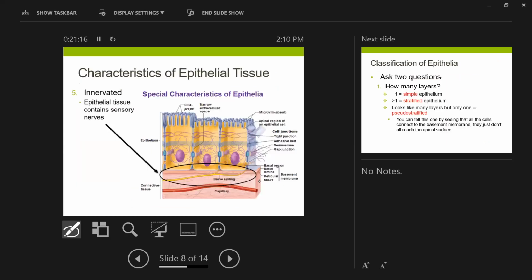Okay, but the cells are innervating. They do contain some sensory nerves, but I want to tell you, not a lot. Have you ever seen a fly land on someone's skin and they didn't know it? That's just proof right there that the nerves are not that plentiful and they're not that strong on your epithelial tissue.